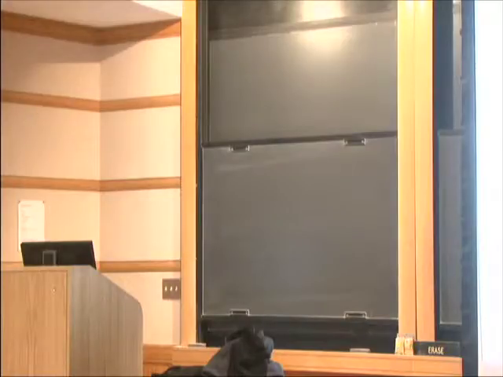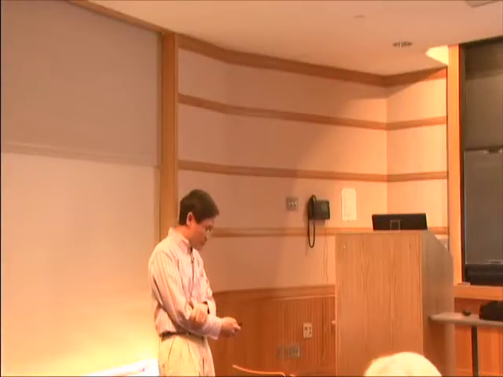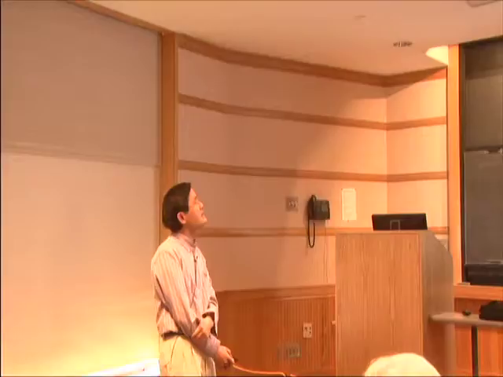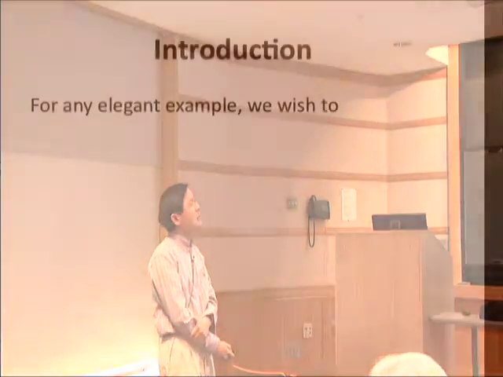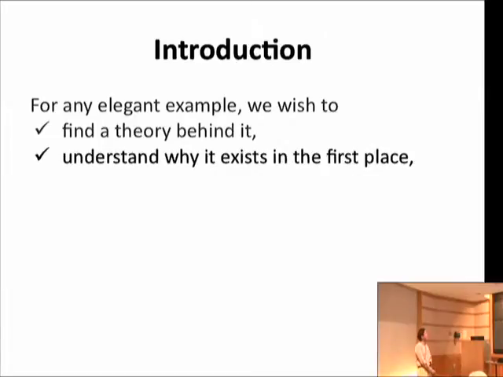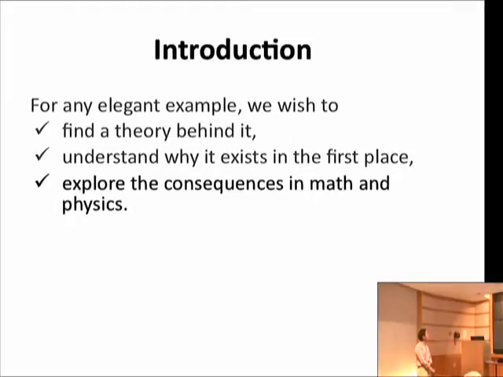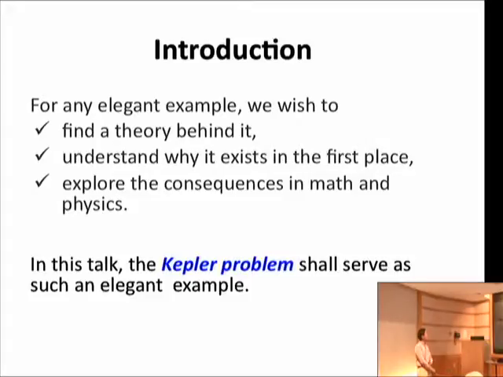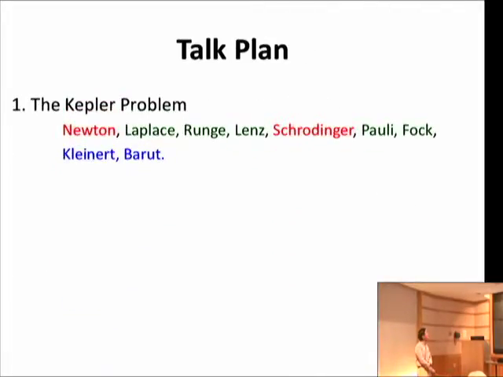Okay. So I will start with a general remark. For any elegant example, we wish to find a theory behind it and understand why it exists in the first place. Of course, these two issues are related. And finally, we want to explore the consequence in math and physics. And I would argue in this talk that the Kepler problem serves as such an elegant example. Here's my talk plan.